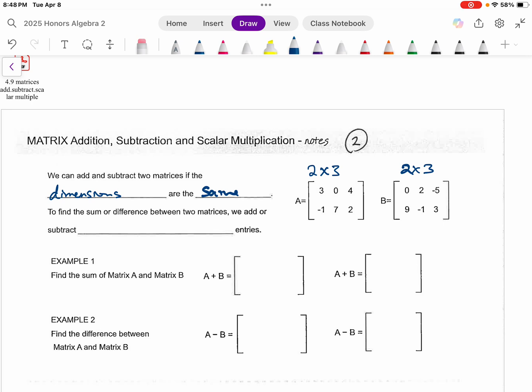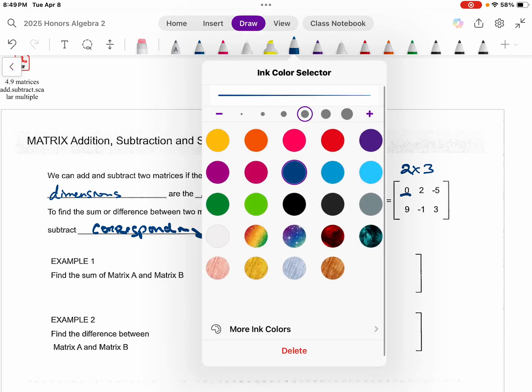To find the sum or the difference of two matrices, we add or subtract corresponding entries. So, for example, if I'm going to add matrix A and B together up above, then to get the answer, in the first cell I get to do 3 plus 0.